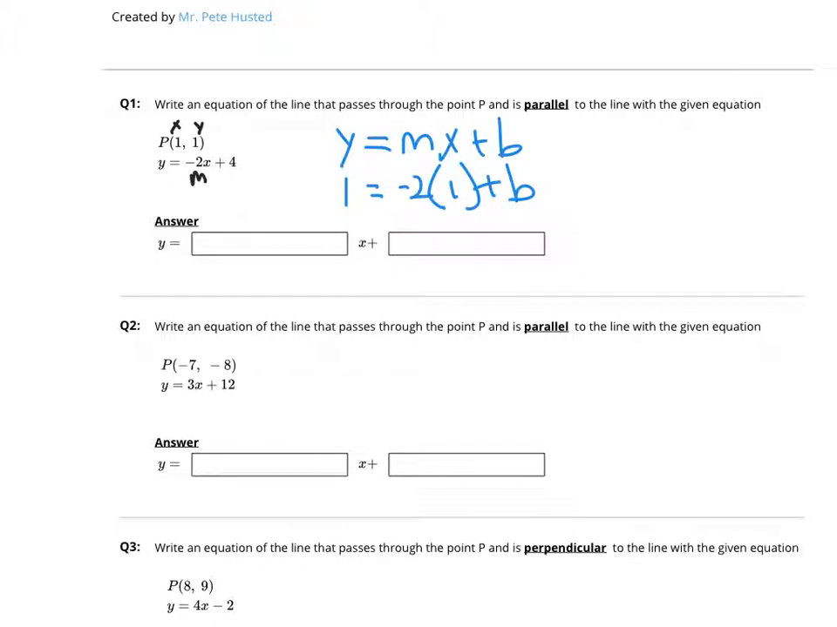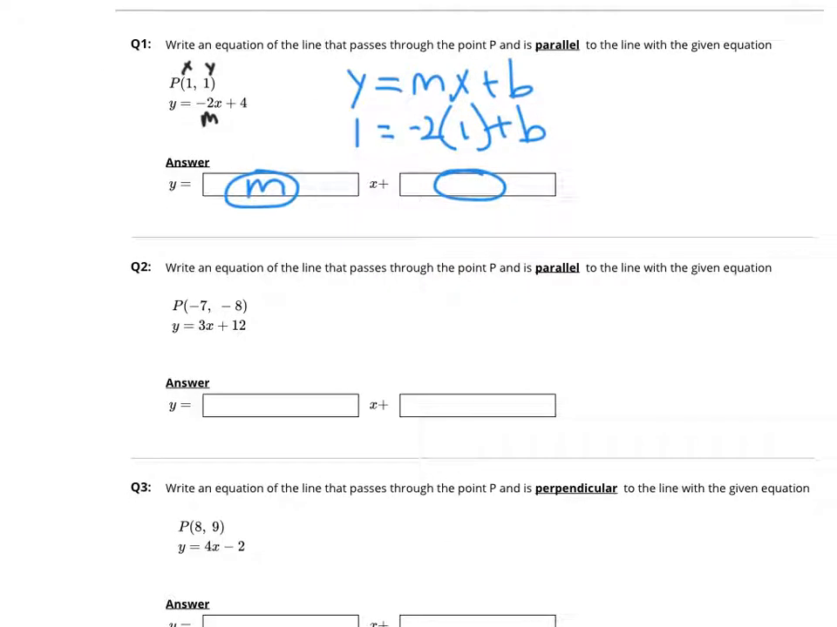And continue solving for b. So your m, since they're parallel, you already know what it is. You've already got this m already. When you solve for b, put that there. This exact same holds true for number 2 as well. Okay, because again, we're dealing with parallel lines. So I would just label my x, my y, and there's my m, and plug them in like we did in number 1.